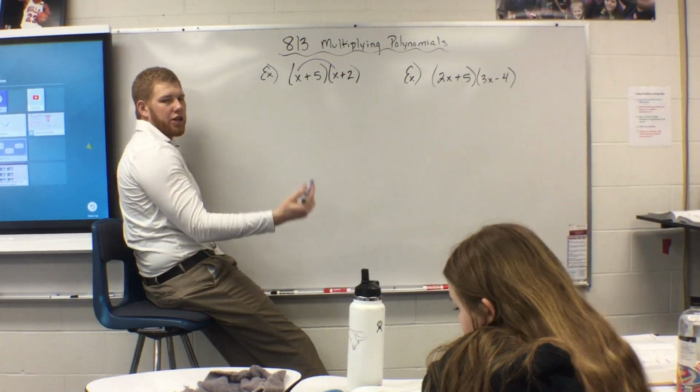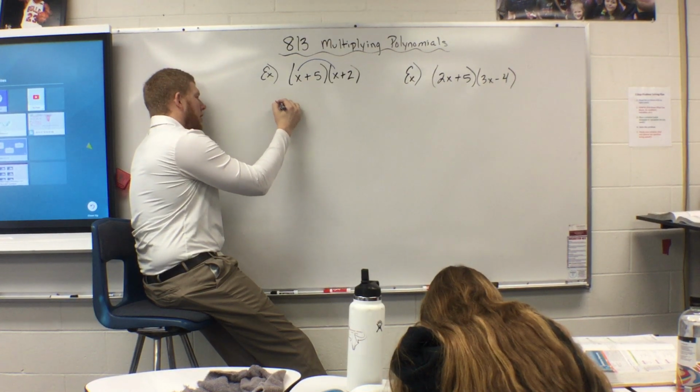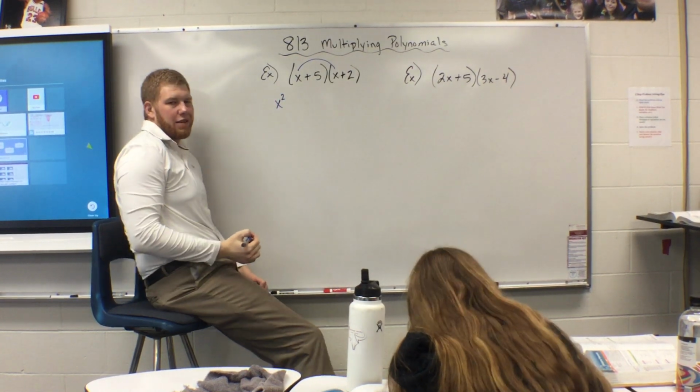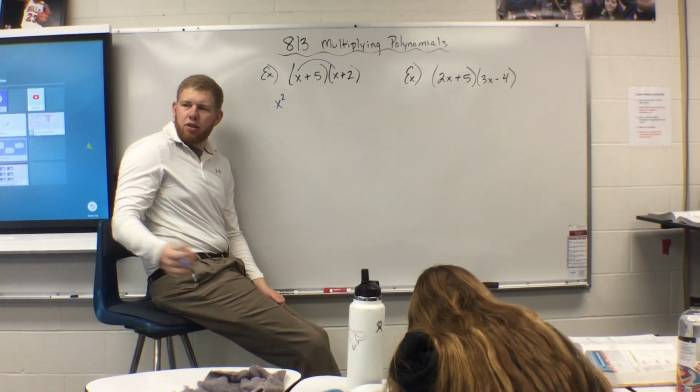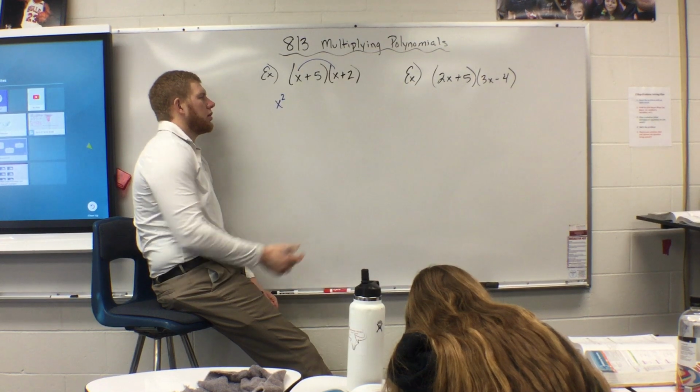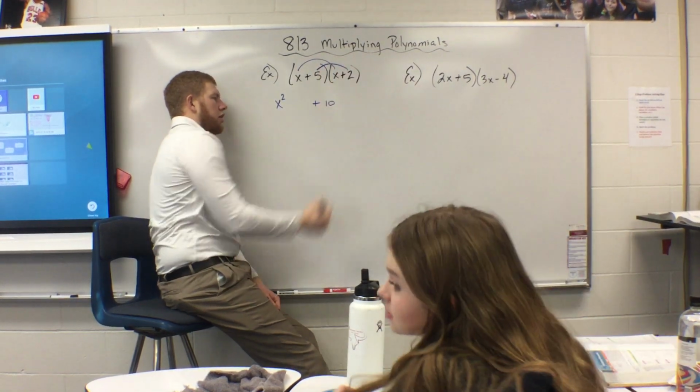So when you take x times x, what do you get? X squared. X times x is x squared. What next? 5 times 2, which is 10.